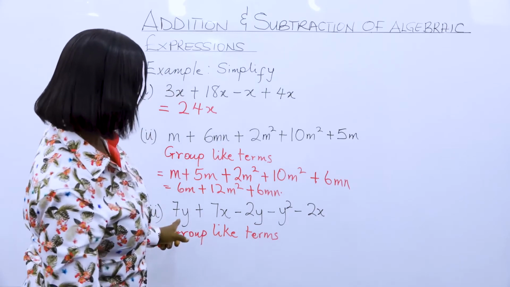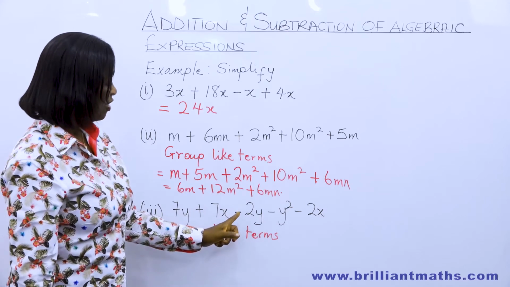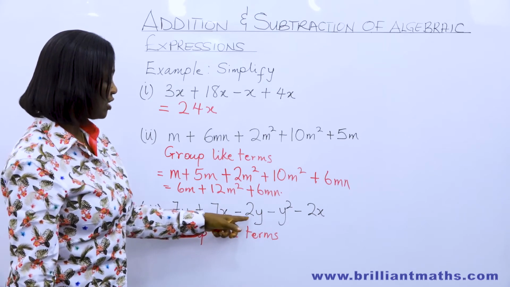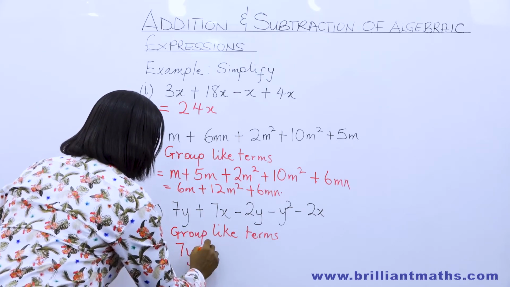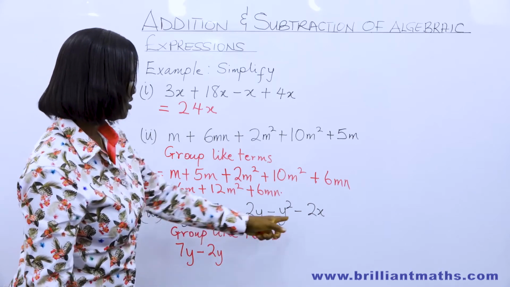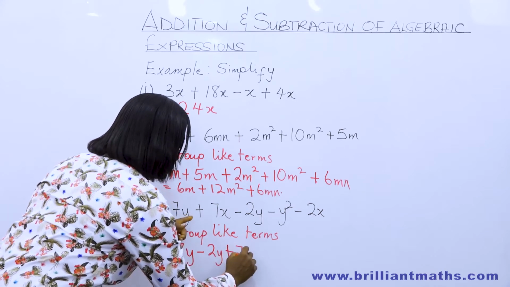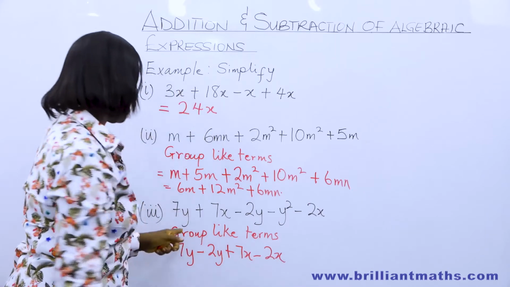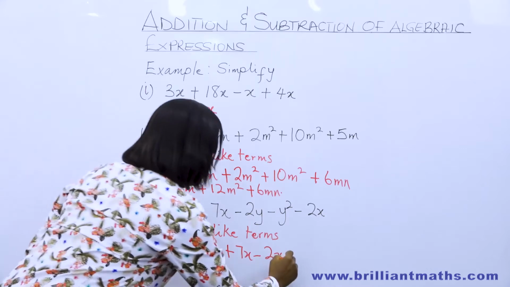The like terms here are 7y and minus 2y. Remember, the sign in front of the number goes with it. So 7y minus 2y. Then we have 7x and 2x, so plus 7x minus 2x, and then what is left is a minus y squared.